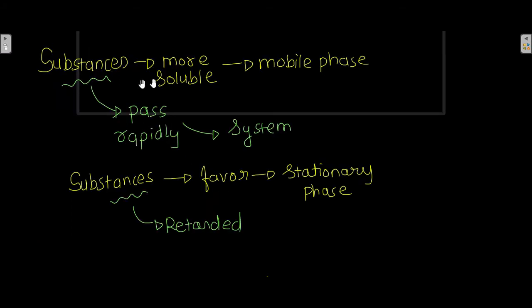Now the substances which are more soluble in the mobile phase will pass rapidly through the system, and the substances that favor the stationary phase will be retarded. So there are two kinds of substances, one which are more soluble in the mobile phase and the one which favor the stationary phase. Those more soluble in the mobile phase will pass rapidly through the system, and those that favor the stationary phase will be retarded.